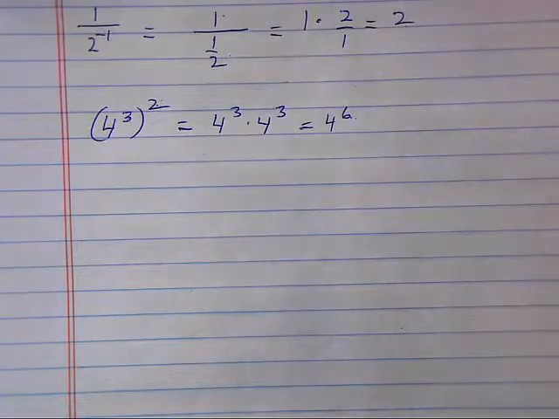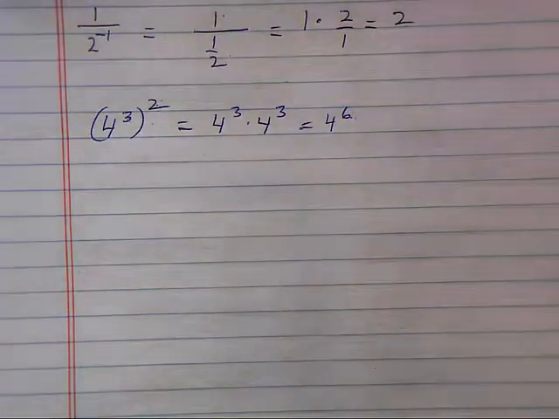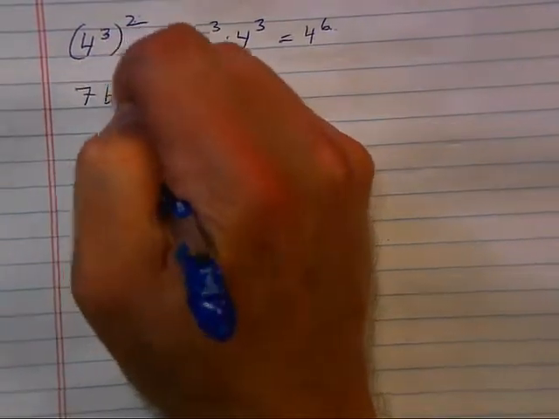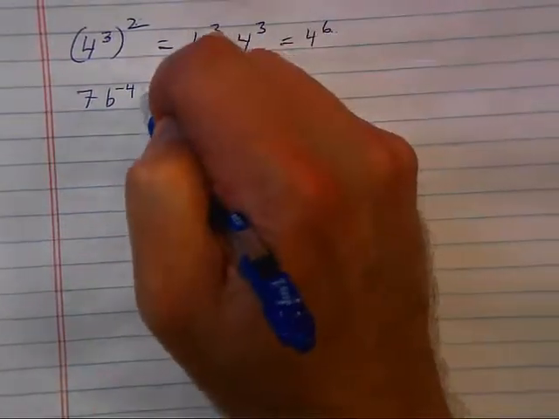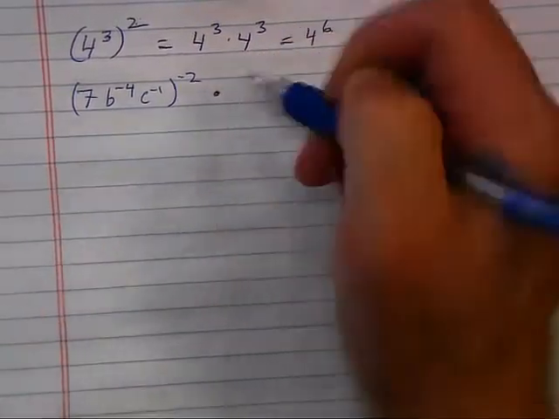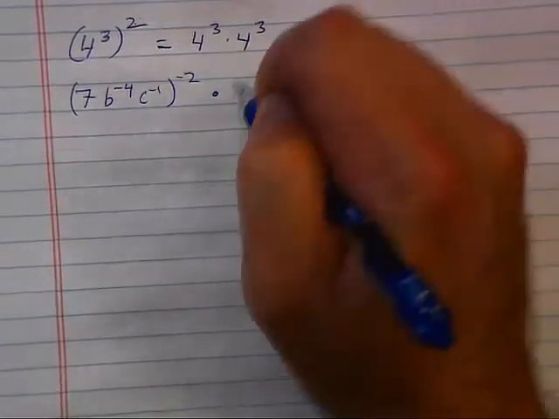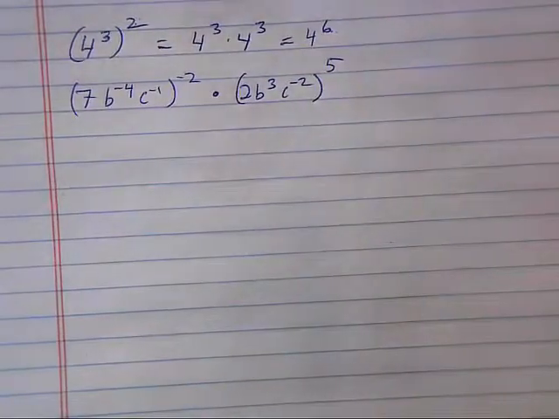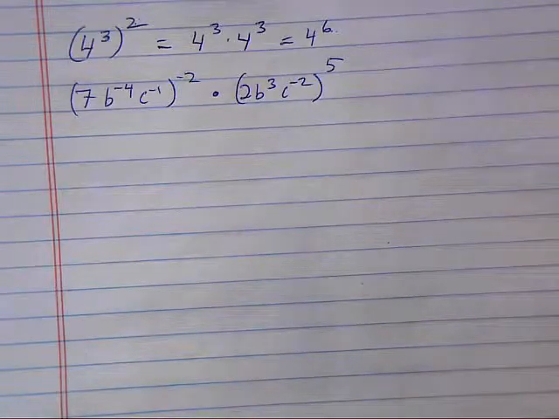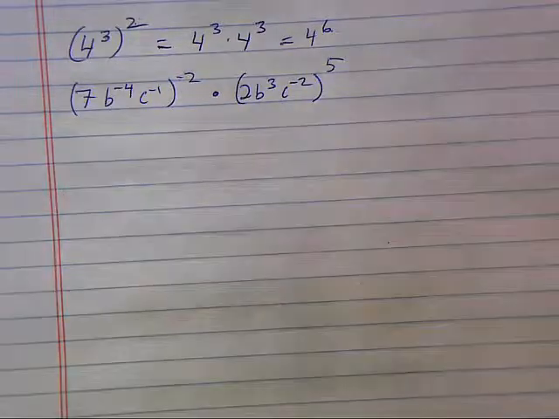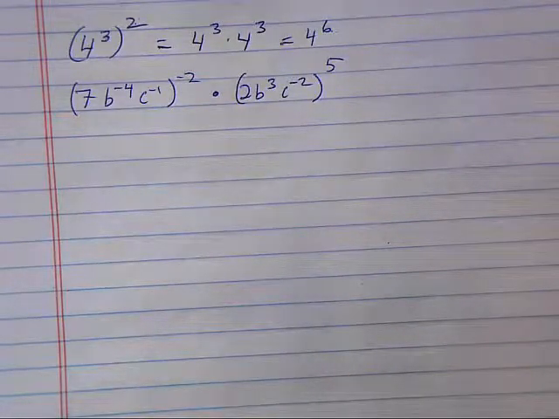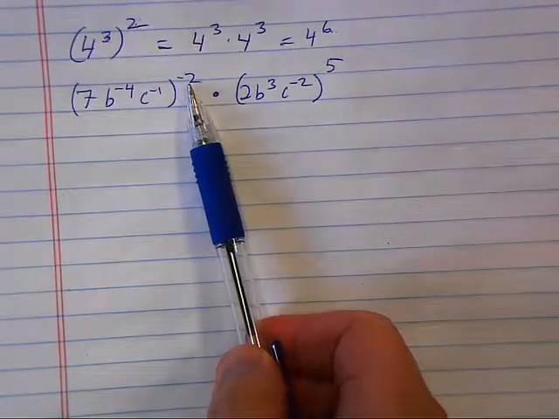All right, let's see if we have some good problems in the book here. Seven, b to the negative 4, c to the negative 1, all raised to the negative 2, times 2b cubed, c to the negative 2, all to the 5th. How would you begin simplifying that? Any good ideas? Distribute. So I'm going to take this negative 2 and I'm going to distribute it through.